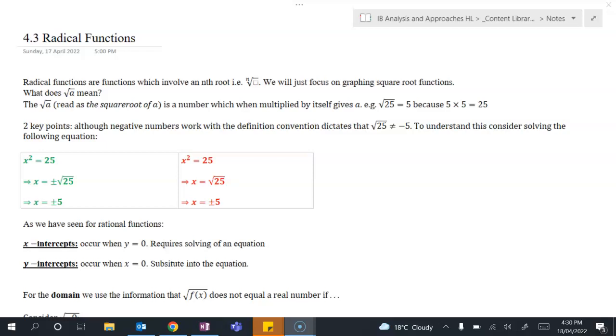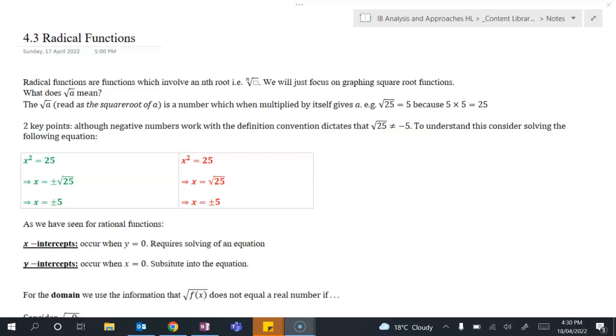Well, it means that when we multiply a number by itself, that gives a. So the square root of a is a number that, when multiplied by itself, gives a. For example, if we take the square root of 25, we're asking ourselves what number multiplies by itself to give 25, and the answer is 5. However, it's important to note something about this. You could have said that, well, negative 5 multiplies by itself to give 25, and that's correct. But convention tells us that if we're square rooting a number, it doesn't actually equal the negative. So the square root of 25 is not equal to negative 5.